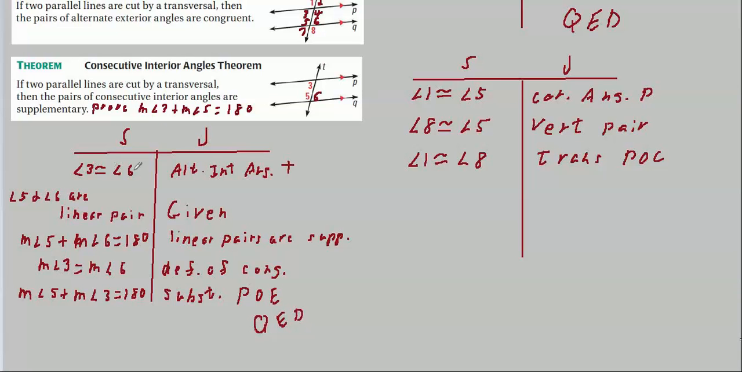These two are congruent. That's from the alternate interior angles theorem. Angle 5 and angle 6 form a linear pair. That's given from the diagram. Angle 5 plus angle 6 equals 180 degrees. That's because we've already shown that linear pairs are supplemental. Measure of angle 3 is equal to the measure of angle 6. That's just from the definition of congruence. We already know they're congruent. Now we're just writing down that their measures are equal.